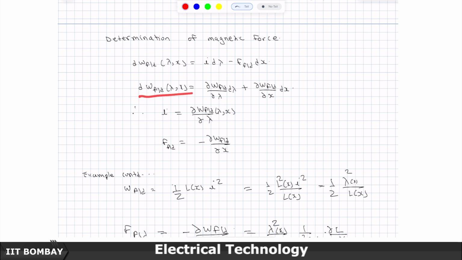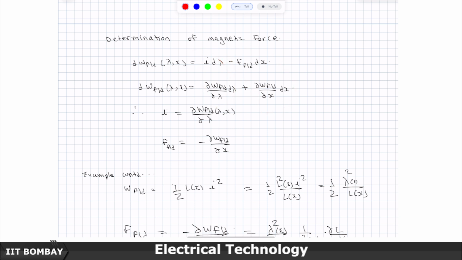Now, knowing that there are two state variables, lambda and x, we can use partial derivatives, and this infinitesimally small change can be written as the partial derivative of the magnetic field energy with respect to lambda times d lambda, plus the partial derivative of the magnetic field energy with respect to x times dx. The left hand side is the same, the right hand side is the same. The state variables are two independent quantities. So, when we equate, this has to match with this, and this has to match with this.